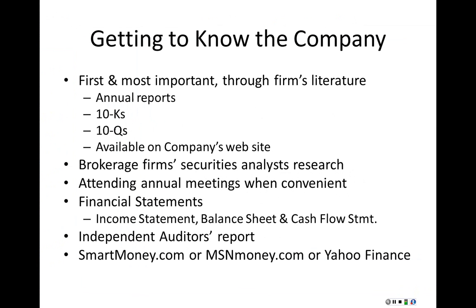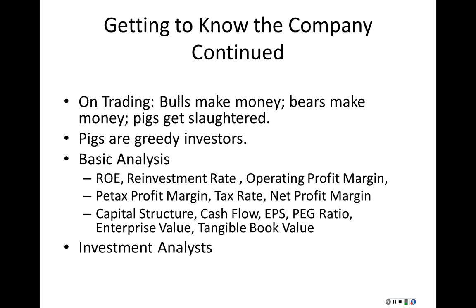This whole chapter is about getting to know the company that you want to invest in. One of the things you do is go to the company's website and get the annual reports, the 10Q, the 10K, and the quarterly reports, and brokerage security analysts' investments, and analyze them so you get to know the company. You also always need to get the income statement, the balance sheet, and the cash flow statement and analyze them. All that information is available on websites like smartmoney.com, msnmoney.com, and Yahoo Finance. So you can get all the information about firms.